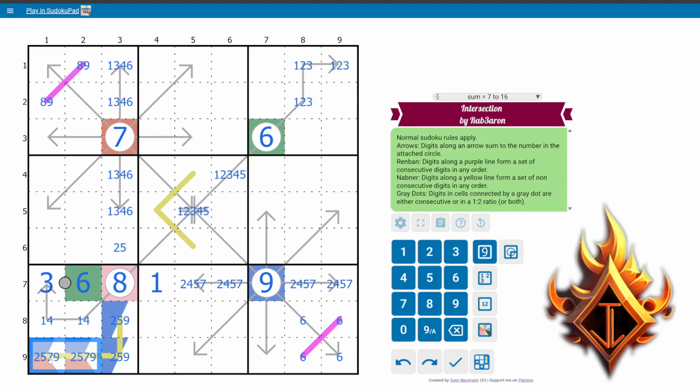Or, wait a minute. I guess 9 could still go here. These could both be just 2, 5. And these could be 7, 9. That is also... no. Alright, yeah. That is fair to say.